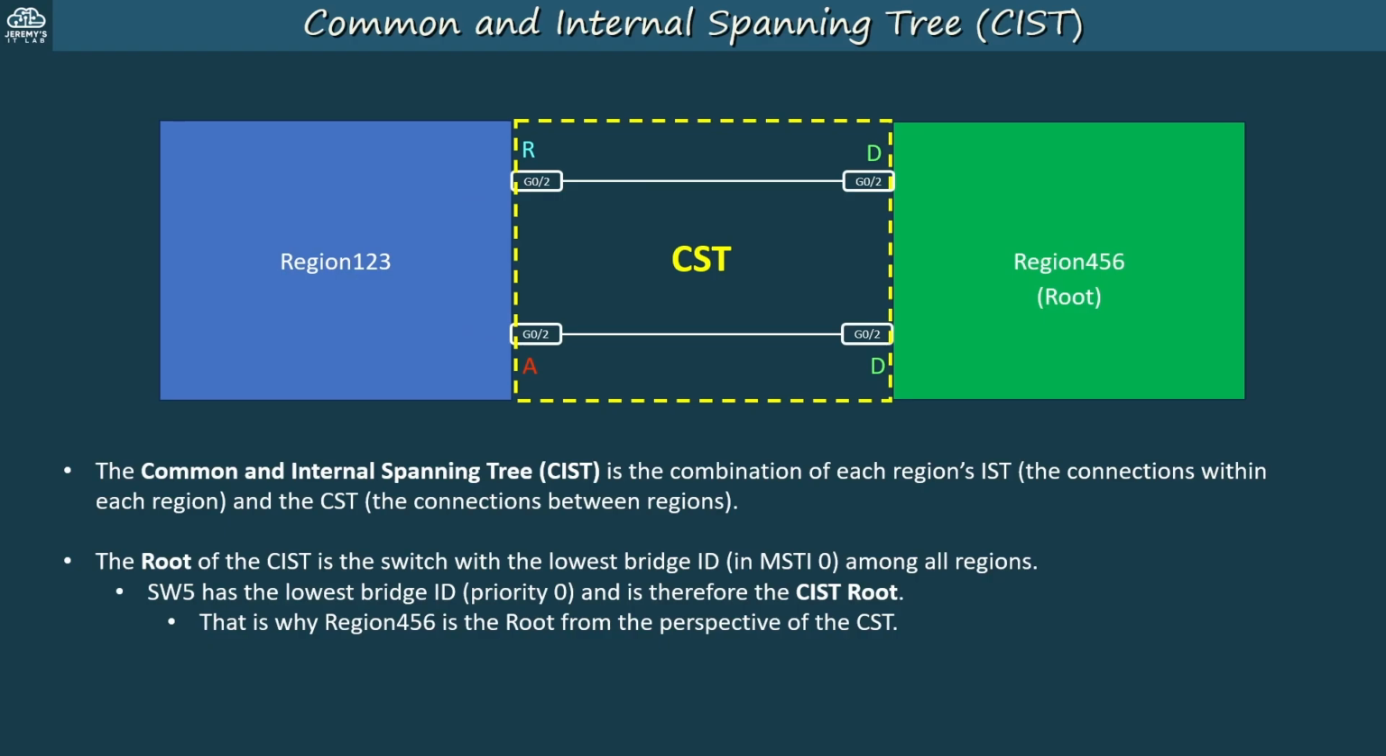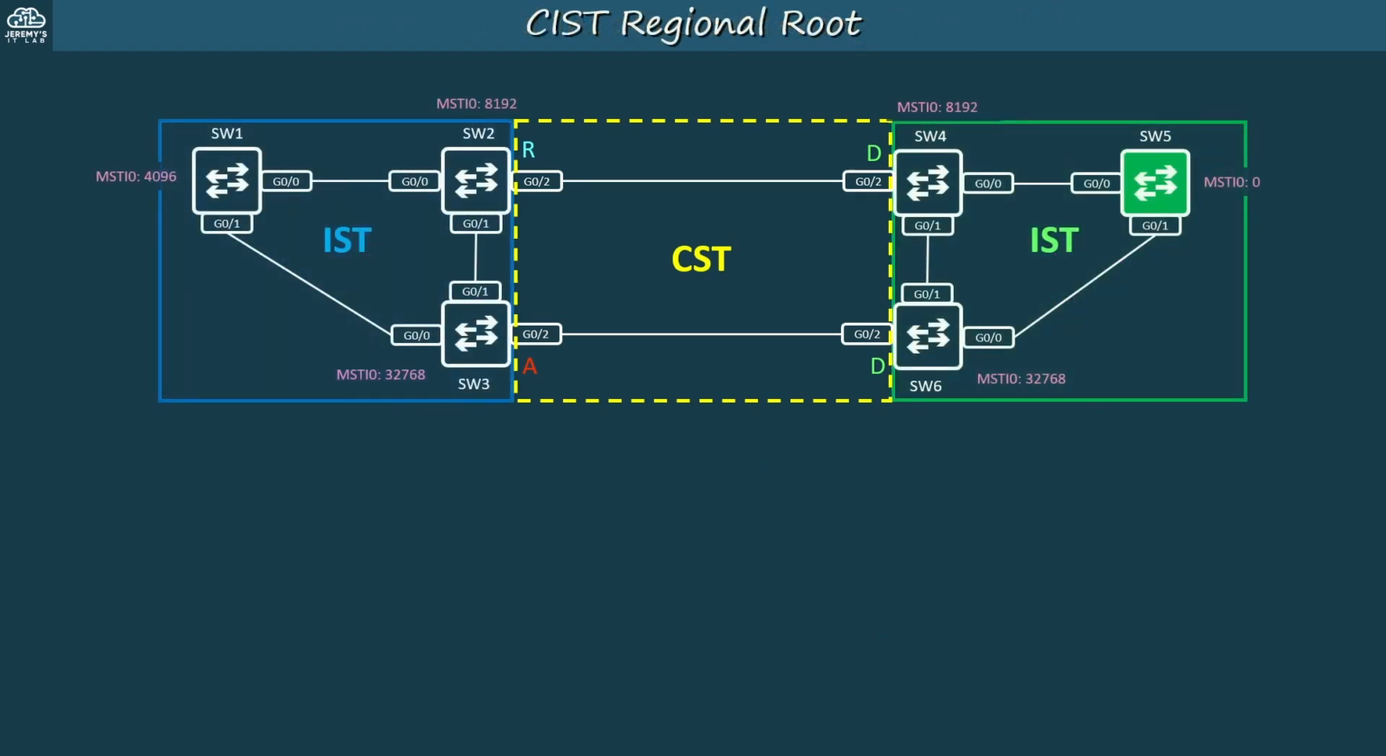Here is that view of the CST again, connecting Region 123 and Region 456. Region 456 is the root bridge because it contains the CIST root, the single switch with the lowest bridge ID in the LAN. Now, before we connected these 2 regions, we saw the port roles of each region's internal spanning tree. Here are the port roles in Region 456. They are the same as before, with switch 4 and switch 6 selecting their best path to switch 5 as their root port. Switch 6 disables G01 to avoid loops within the IST.